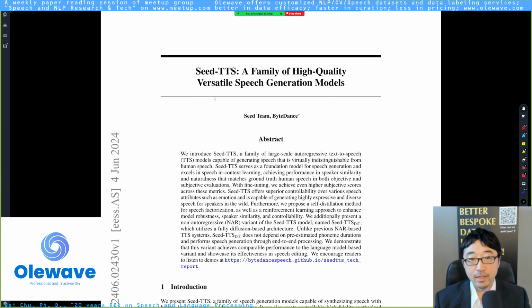All right. This paper, it's an arXiv paper. I don't think it's published. It's written by the Seed team at ByteDance, AKA the mother company of TikTok. What's their contribution?